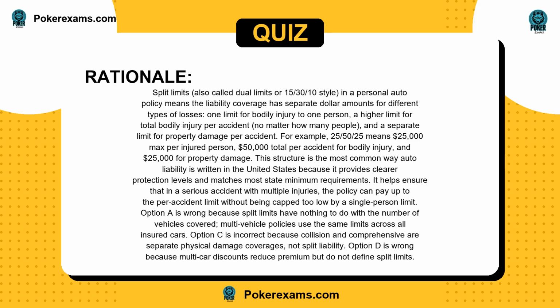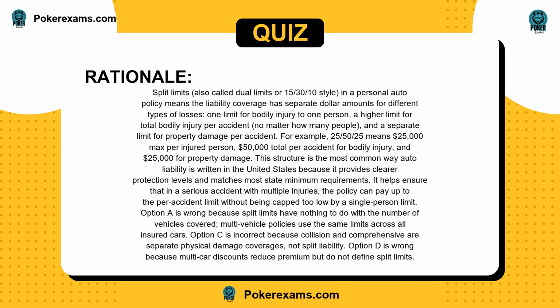This structure is the most common way auto liability is written in the United States because it provides clearer protection levels and matches most state minimum requirements. It helps ensure that in a serious accident with multiple injuries, the policy can pay up to the per-accident limit without being capped too low by a single-person limit.